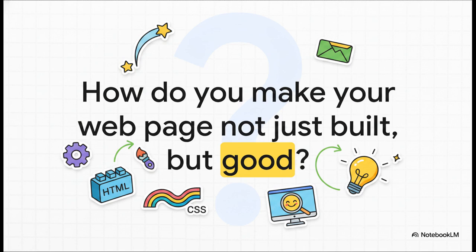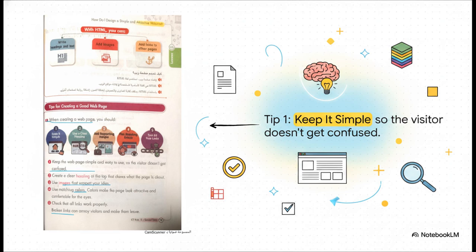Okay, so at this point, you know the parts, you know the language, and you know the steps. You can build a page. But here's the most important question. This is the moment we go from just building something to actually designing something. How do you make your page not just there, but truly good? This is where the art comes in. And secret number 1, the most important rule of all, is to keep it simple.